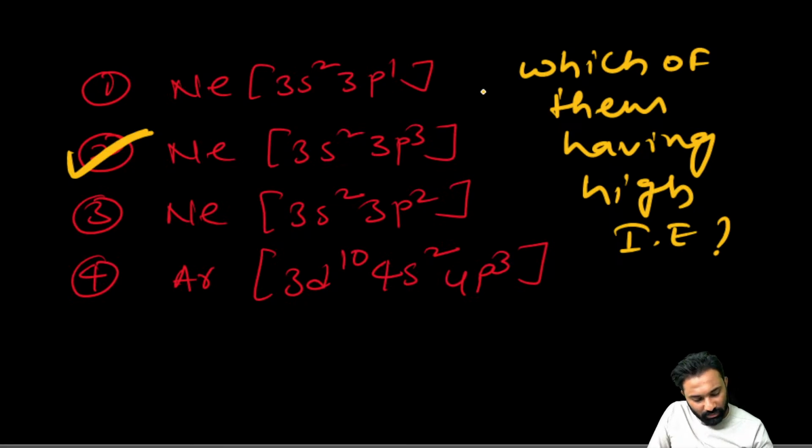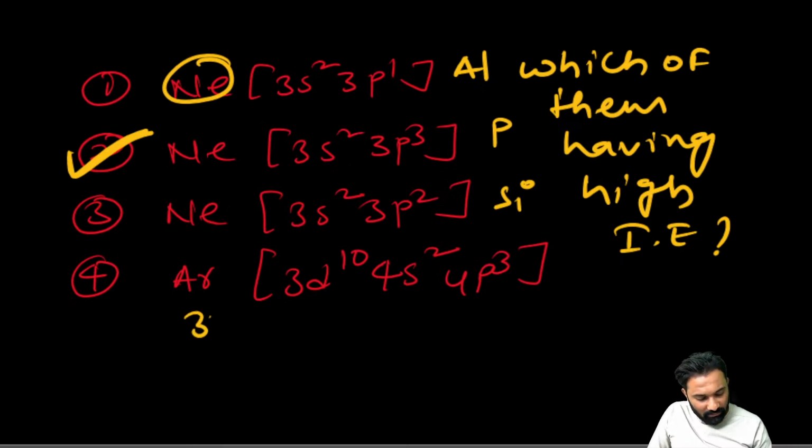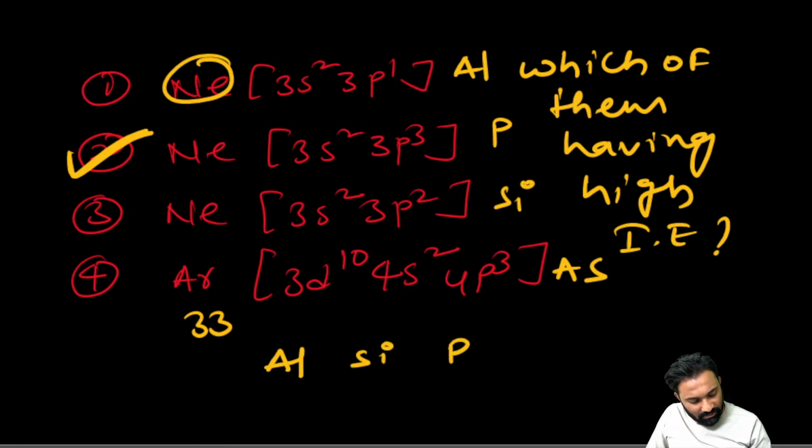Why is the answer 2? Because neon 3s2 3p1 means this atom's electronic configuration is for aluminum. Neon 3s2 3p3 means this is phosphorus. Neon 3s2 3p2 means this is silicon. Argon 3d10 4s2 4p3 means the total atomic number is 33, and 33 is arsenic. Now write like this. First Al will come, then silicon, then phosphorus. Exactly below phosphorus, arsenic will be there.